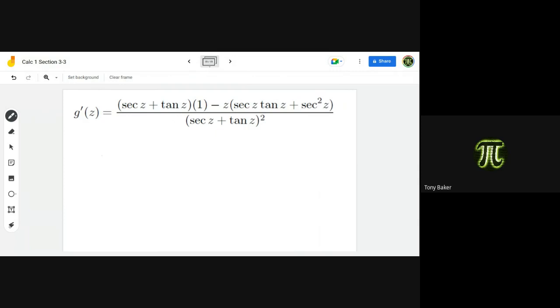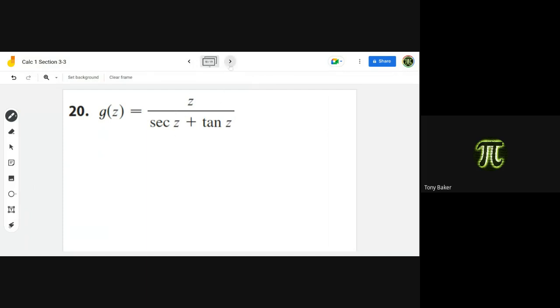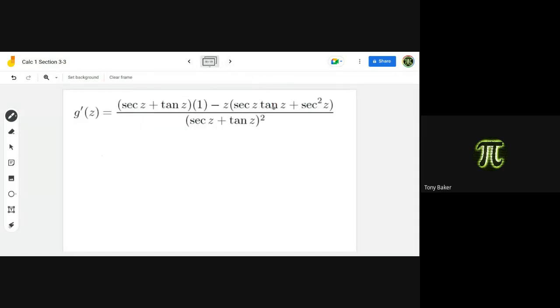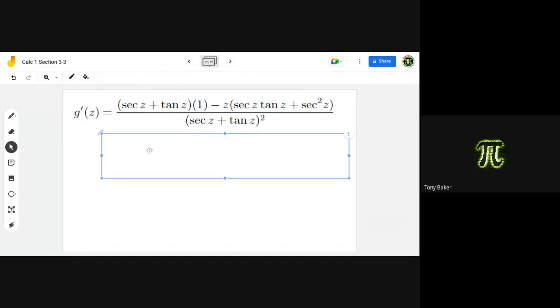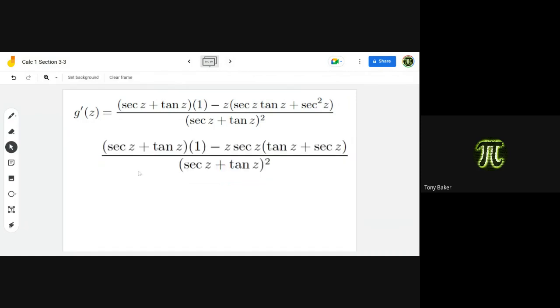All right, so that should be your first step after you've done your derivatives. The derivative of the top is 1, and the derivative of the bottom is secant tangent plus secant squared x. Okay, that's the first step. All right.